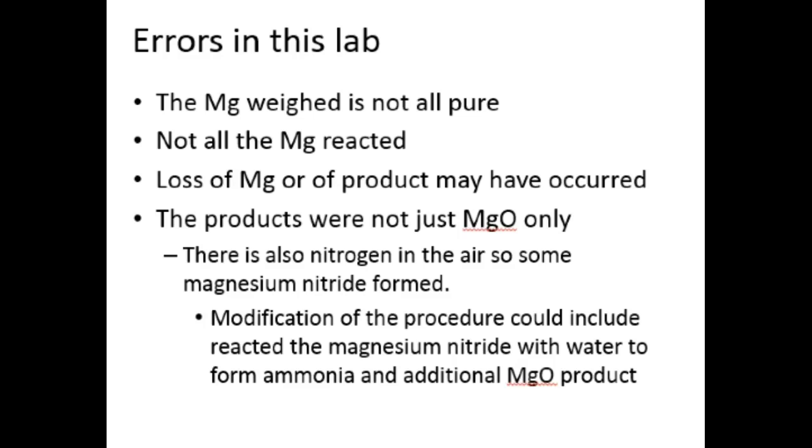You could modify your procedure to try to eliminate some of the errors. So modification would include taking the reacted magnesium nitride, reacting it with water to form ammonia, and additional MgO product may be formed to try to increase your yield.